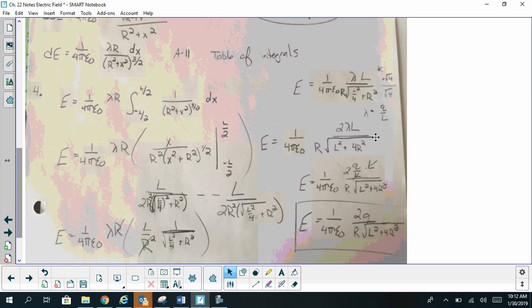So we substitute that back in right here for our lambda, and we do a little bit of simplification, not much. Our L's cancel out, and we have arrived at our electric field. Woo woo!